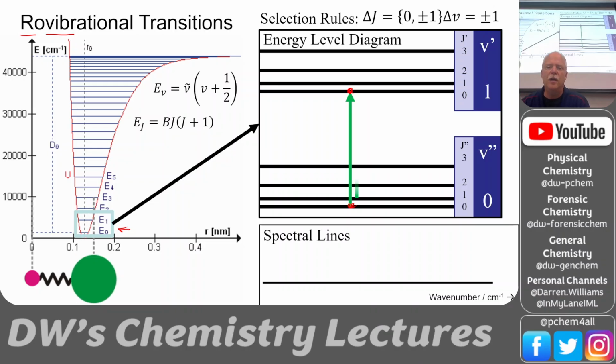Okay. What about the 1 to 1? So yeah, this is going from 0 to 1 in the vibration and 1 to 1 in J. So it's still a delta J of 0, and it would be the same length. The only difference between those is that they're starting in different J values. And then what about the 2 to 2? Same length. So all of these are the same frequency or the same energy difference.